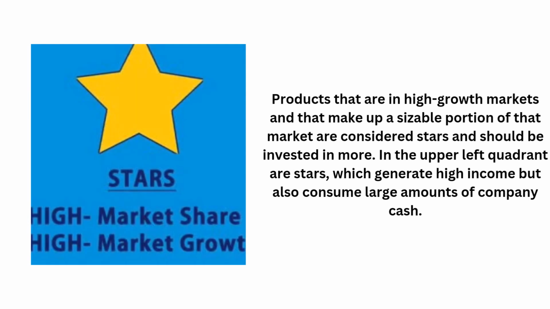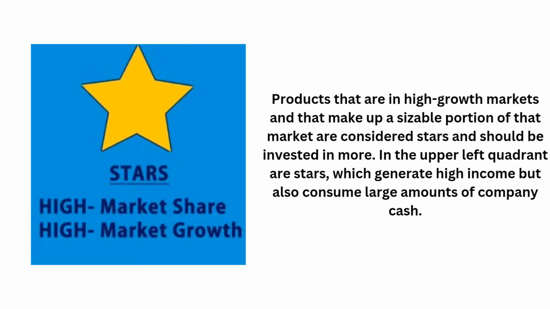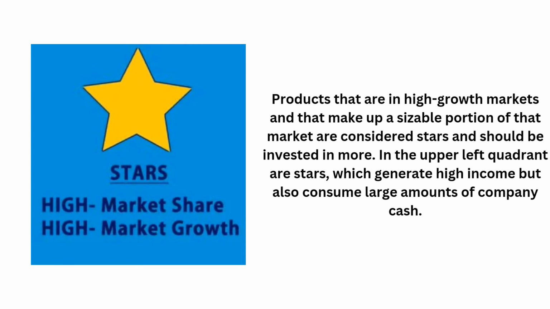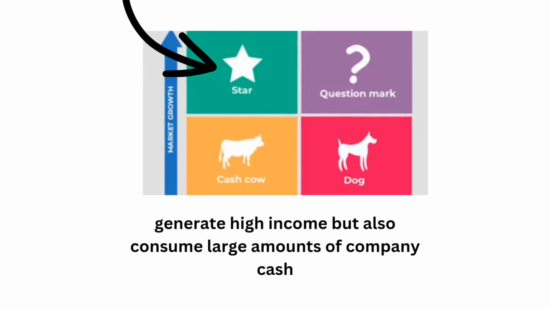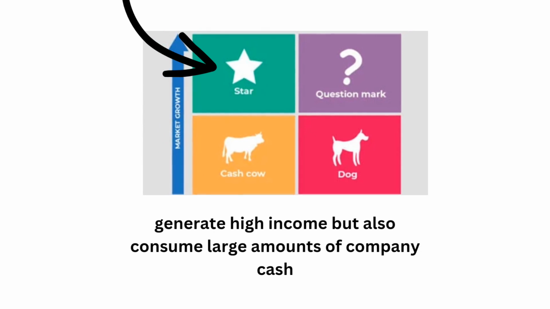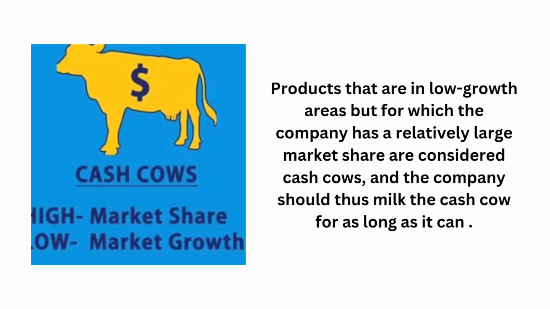First is the stars. Products that are in high growth markets and that make up a sizable portion of that market are considered stars and should be invested in more. In the upper left quadrant are stars, which generate high income but also consume large amounts of company cash. If a star can remain market leader, it eventually becomes a cash cow when the market's overall growth rate declines.